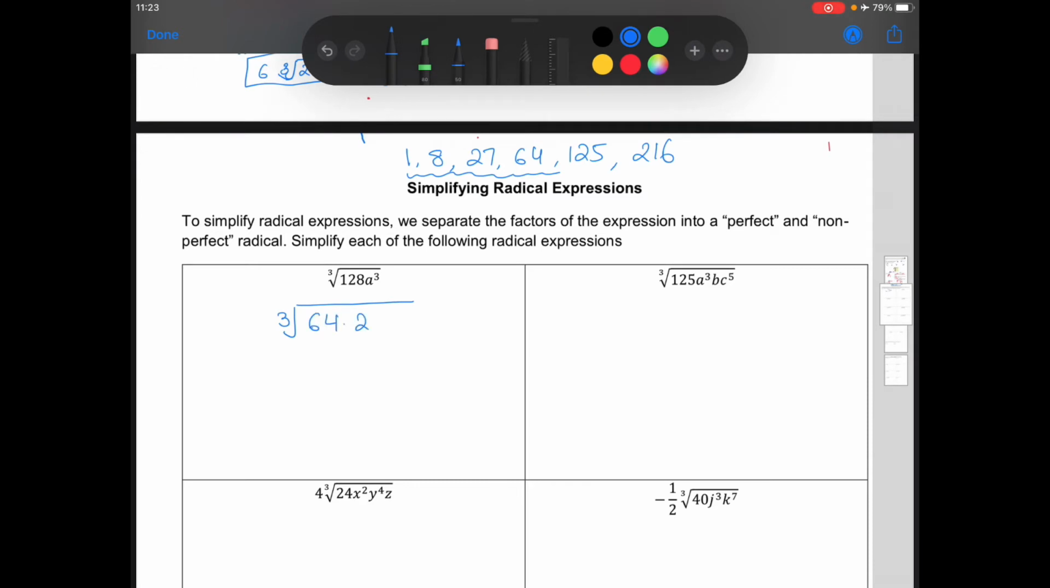2. And look at your variable. Your exponents should be multiples of 3. So does 3 go into 3? Yes. So a cubed. Now, if it's a perfect cube, you're going to take the cube root of it and take it out. So the cube root of 64 is just 4. And this would be the cube root of 2. And the cube root of a cubed is just a. So this is your final answer for a cube root of 2.